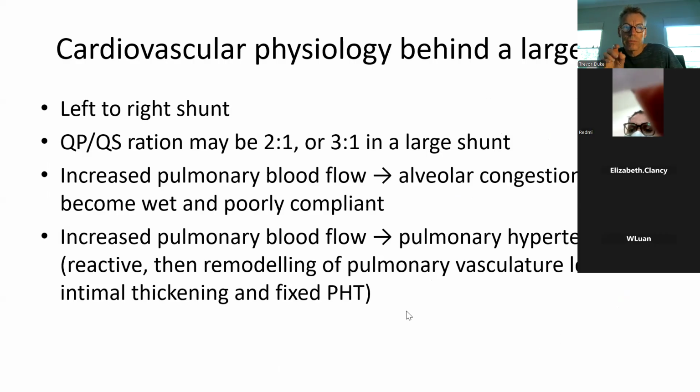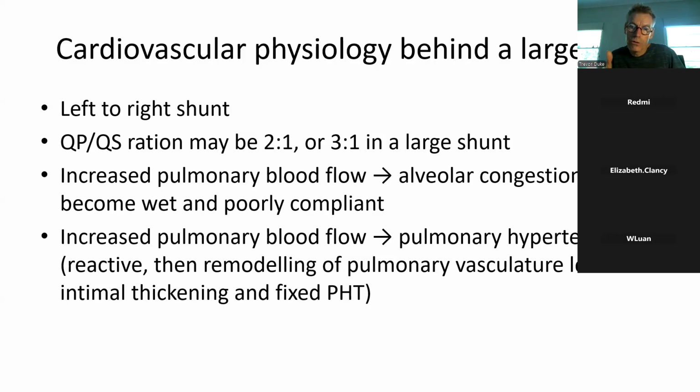It's an important concept that in a large left to right shunt, often the pulmonary blood flow relative to the systemic blood flow will be 1.5 or 2 to 1, or 3 to 1 in a very large shunt. Normally, it should be 1 to 1. The amount of blood going around the pulmonary circulation should be exactly equal to the amount going around the systemic circulation. But when you've got a large left to right shunt, more blood is going through the lungs, and that's what causes pulmonary congestion.